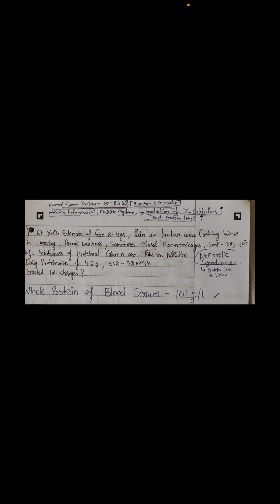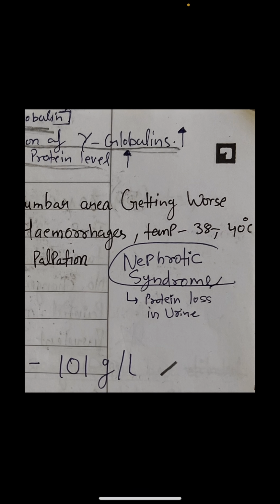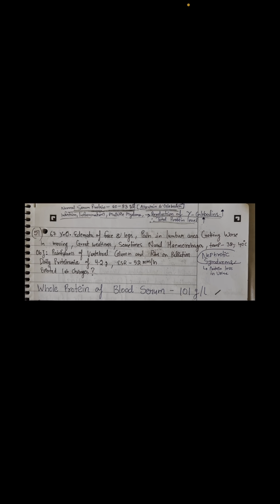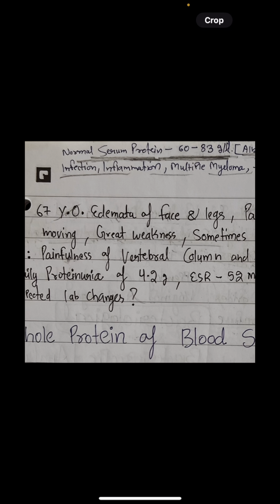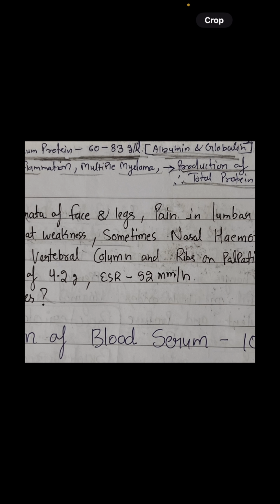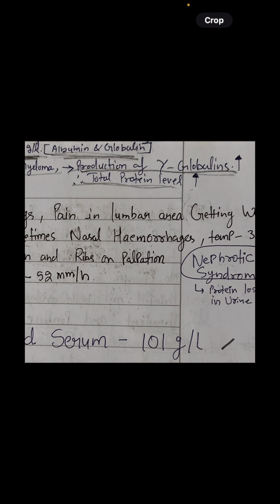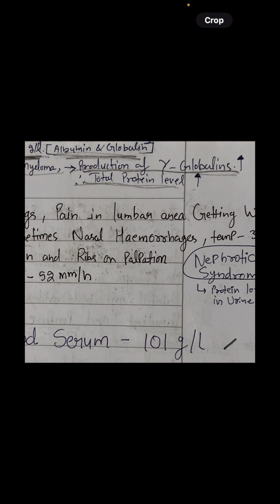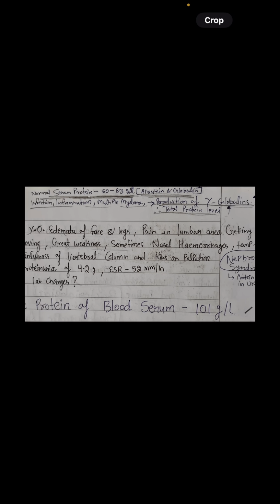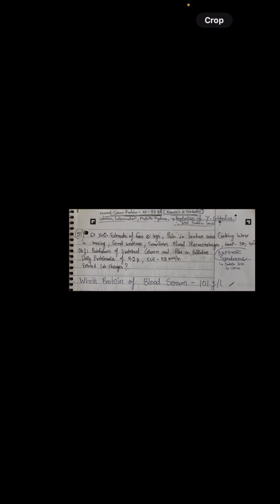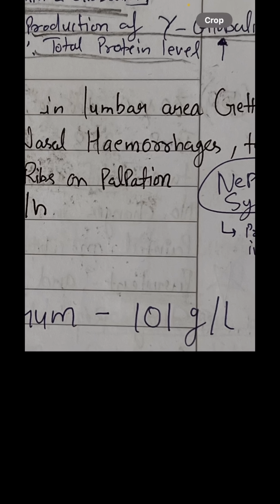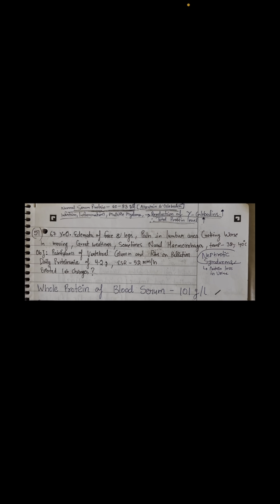So nephrotic syndrome, protein loss in urine. I have written something here as well. Normal serum proteins are 60 to 83. Infection, inflammation, multiple myeloma, production of the gamma globulins, therefore there will be a protein level increase. So just remember the question, guys. When there is daily proteinuria this much, we are going to expect the whole protein in blood serum will be 101 gram per liter, or let's say this much left, because the proteinuria is real.